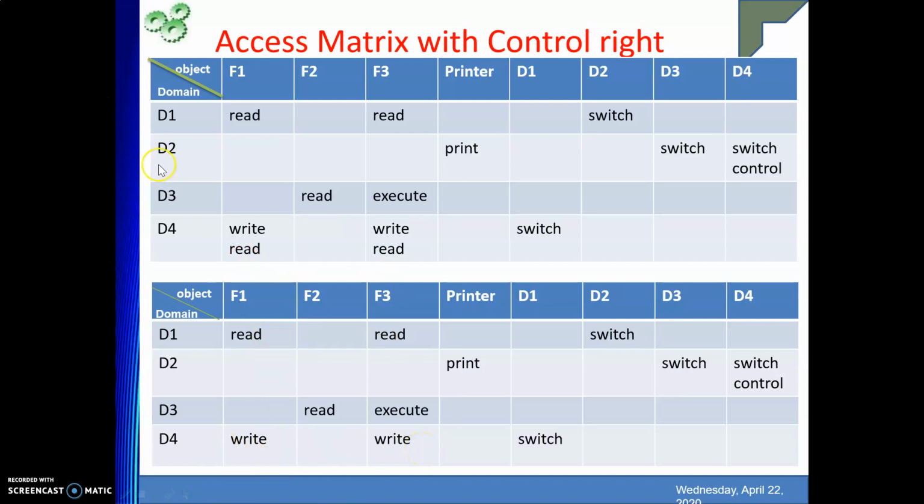So now here see only write permissions are there. So why is it possible? Because D2, D4 contains what? Control. What does it mean? That a process executing in domain D2 can control or remove some rights from domain D4. So that is only shown here. Fine.